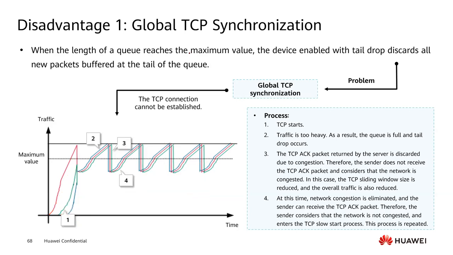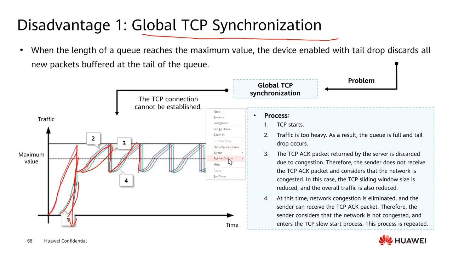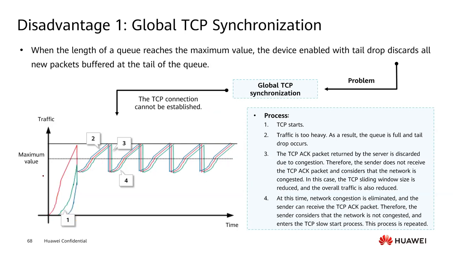So it will create global TCP synchronization. At the very beginning, they may increase at different speeds, but suddenly they will all drop to zero. All the TCP traffic will drop to zero, then start to increase the speed again, then drop to zero again. This behavior creates the first problem: your network will periodically have congestion.